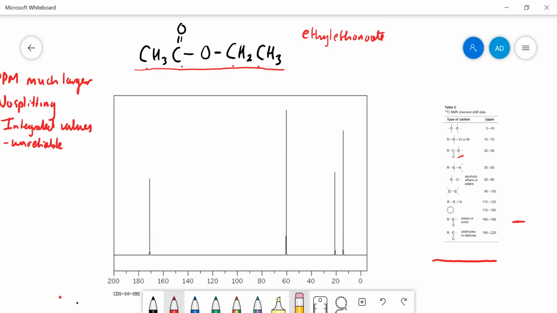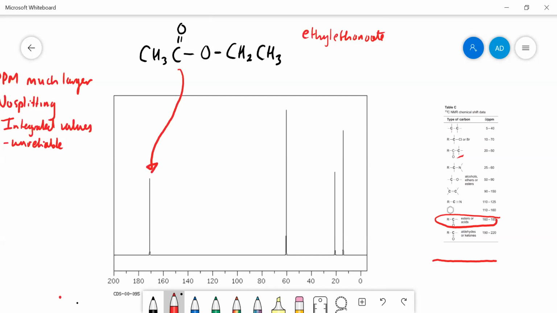Anyway, let's see what we can glean from the ppm values of this spectrum. We've got ethyl ethanoate here. I've got one peak which is way higher than the other ones, so this has got to be the carbonyl. If you look at the value here, esters or acids are 160 to 185, so that's almost certainly this peak here.